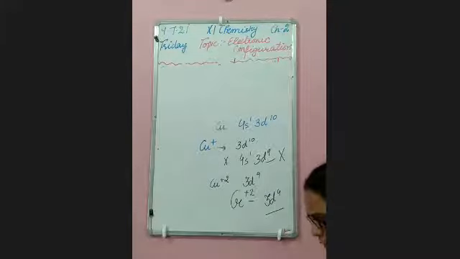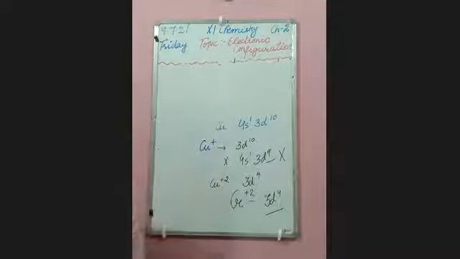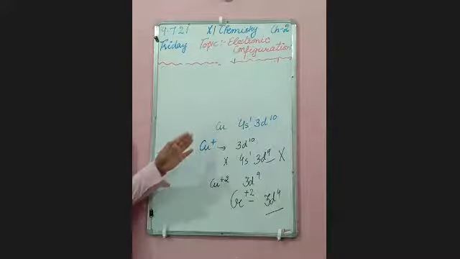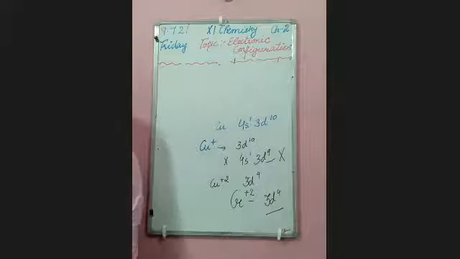Now, the half-filled and fully filled configurations are more stable in nature. So kindly keep in mind the exceptional cases. Okay. Why are they stable? Because of the symmetrical distribution of electrons. And the second concept is exchange energy. What is exchange energy? The electrons with parallel spins present in degenerate orbitals. Degenerate orbitals are those orbitals whose energy is the same.